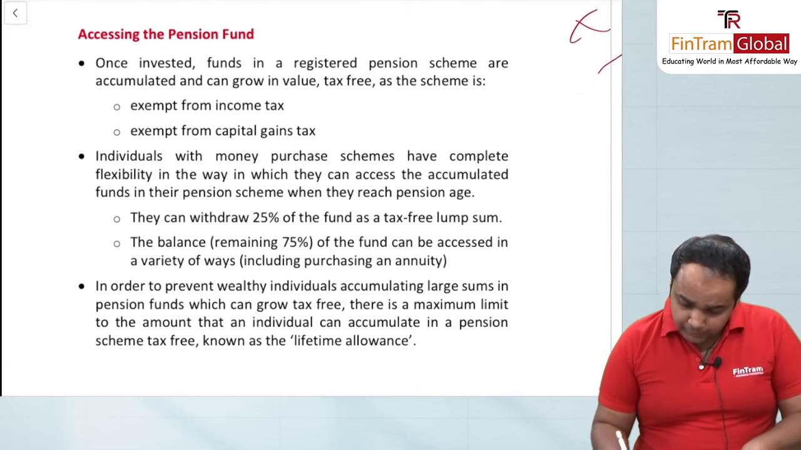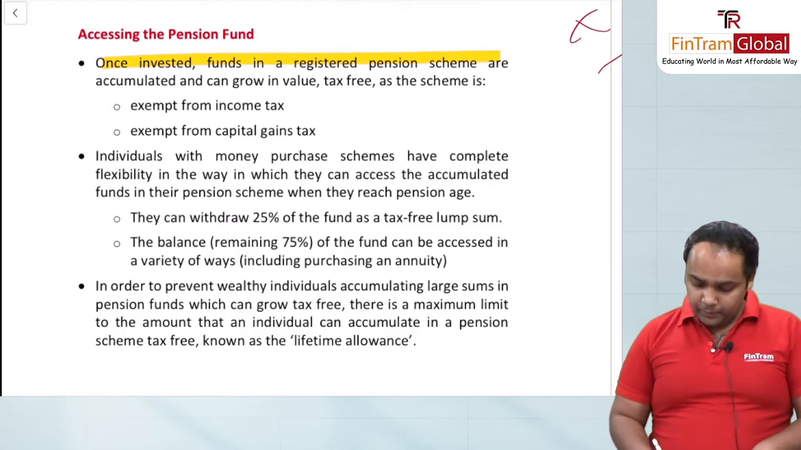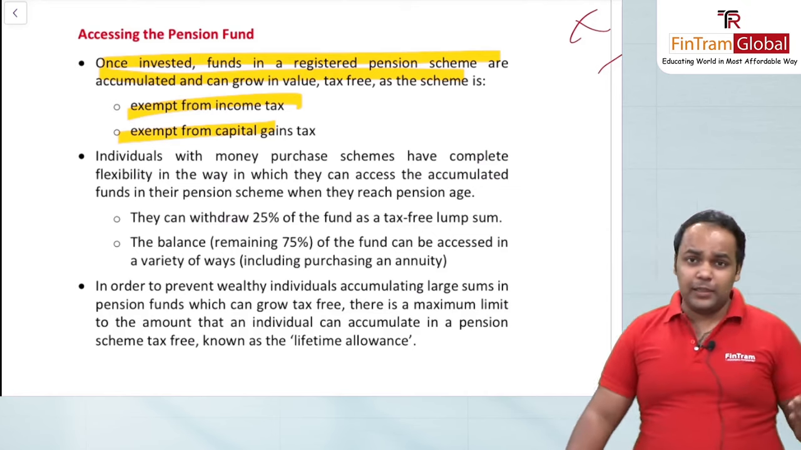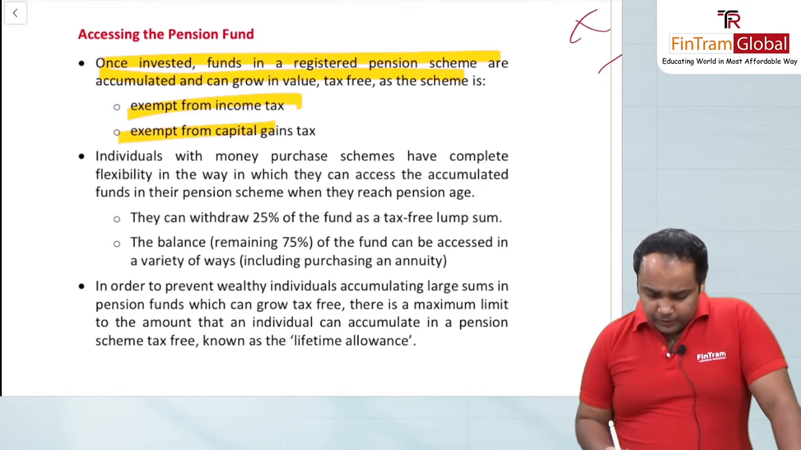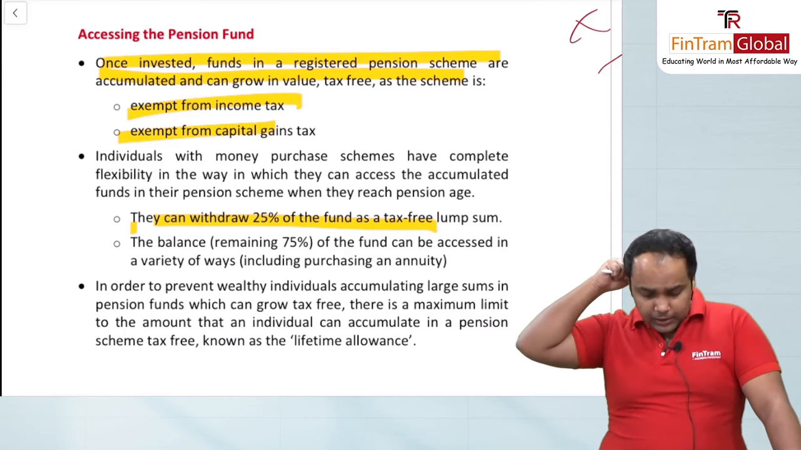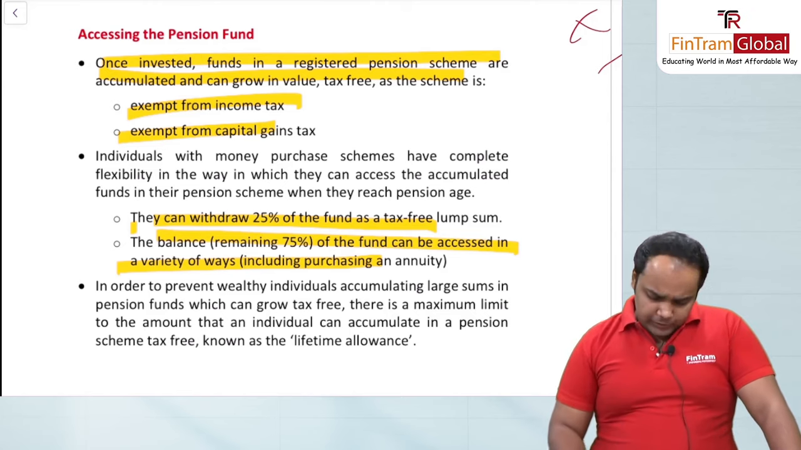Accessing the pension fund, remember, guys, once invested, funds can grow in a registered scheme tax-free, which is exempt from income and capital gains tax. Income from money purchase schemes can be withdrawn in a flexible way. So 25% can be withdrawn as a tax-free lump sum, and the remaining 75% can be taken in a variety of ways, including an annuity.